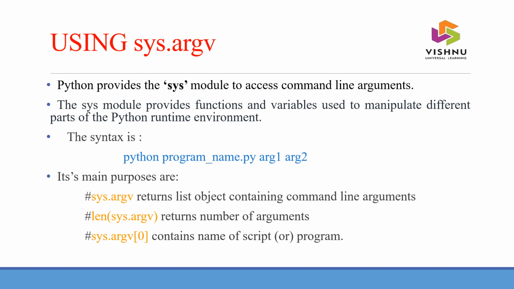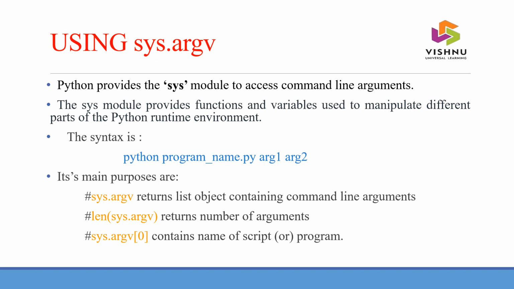Now, let us know more about the first method, that is using sys.argv. Python provides the sys module to access command line arguments. The sys module provides functions and variables used to manipulate different parts of the Python runtime environment. So, this sys module is used for the processing of inputs from the command prompt.